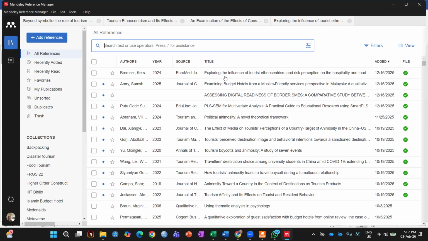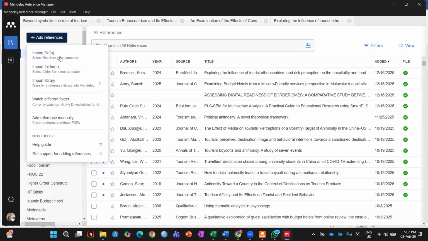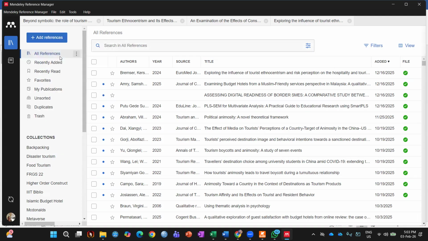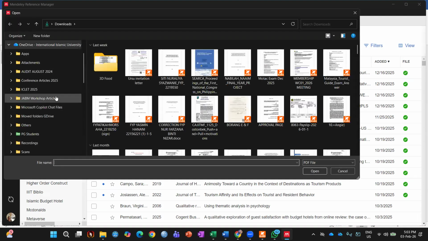So how do you actually add this one? Very easy. You press this button here, import files. So you can import your files. You can go to wherever you keep your files. Select one.